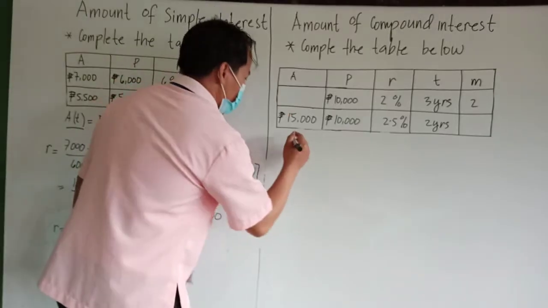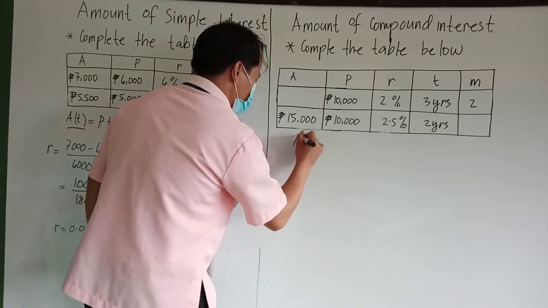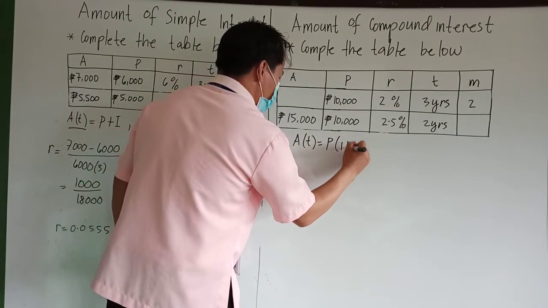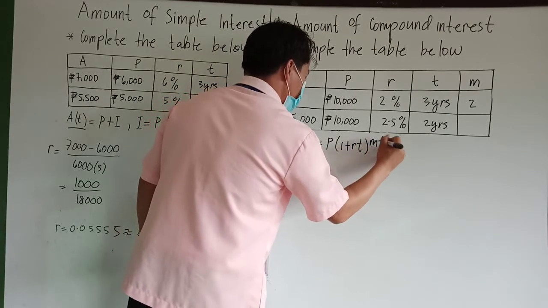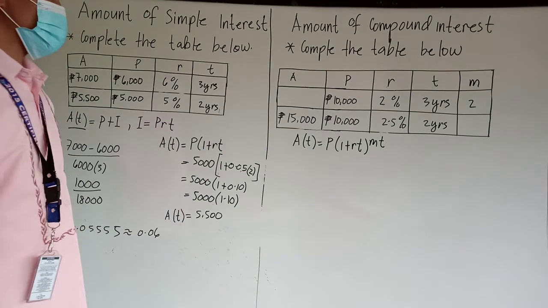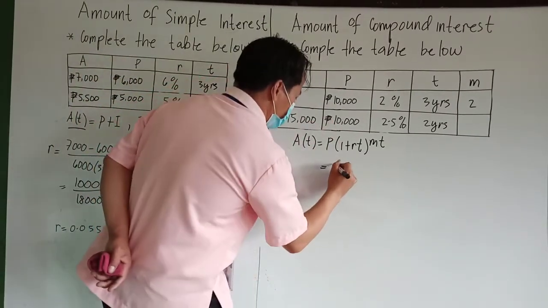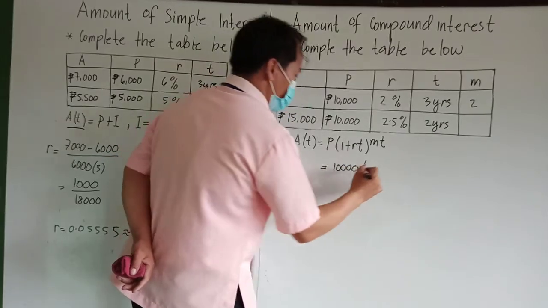We have the formula for the compound interest: A(T) is equal to P times (1 plus rate over M) to the power of M times T. First, we are given the principal, 10,000, times the quantity of 1.